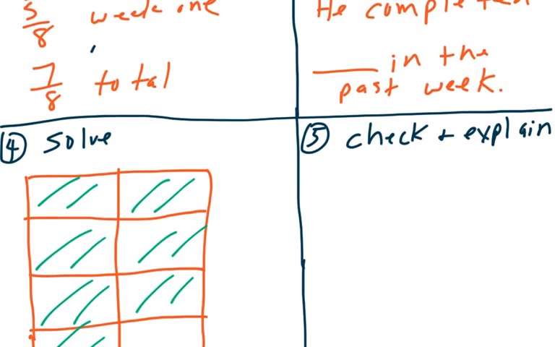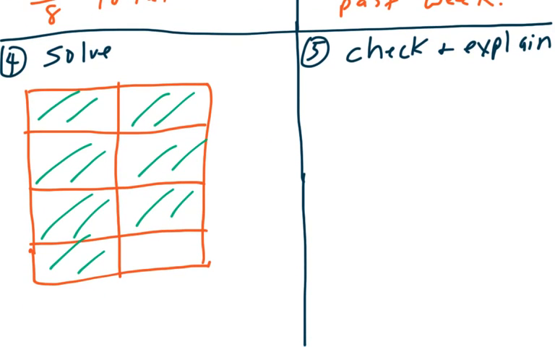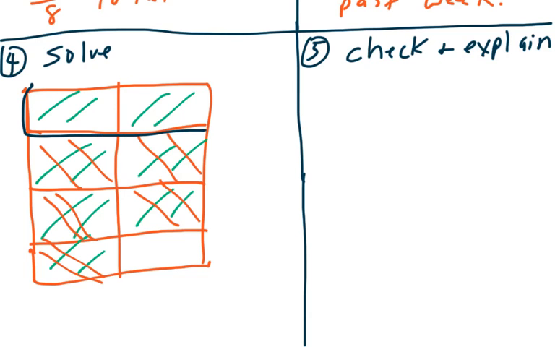And we're trying to figure out how much he did in the past week. So we're going to take away the 5/8 that he's already done. So 1, 2, 3, 4, 5. And so he has this part right here left over that he completed in the past week, which is 2/8.